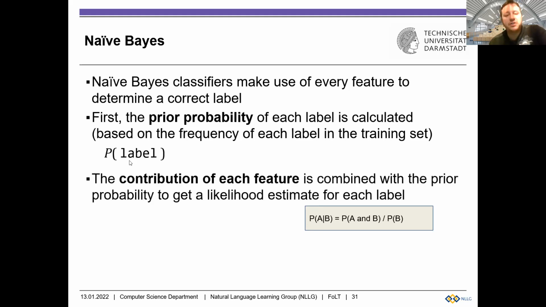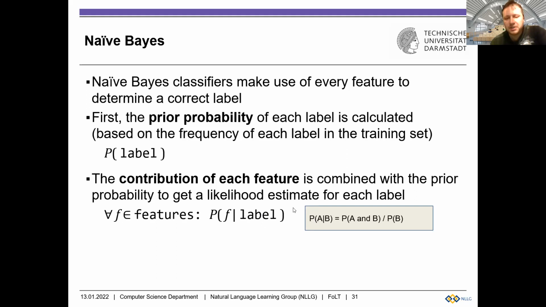And then we have features like, for example, the occurrence of certain words. So does the word cat appear in this text? So this could be a feature. And we combine the contribution of each feature with the prior probability to get the likelihood of each label. So for all features, we have this conditional probability of the feature given the label.